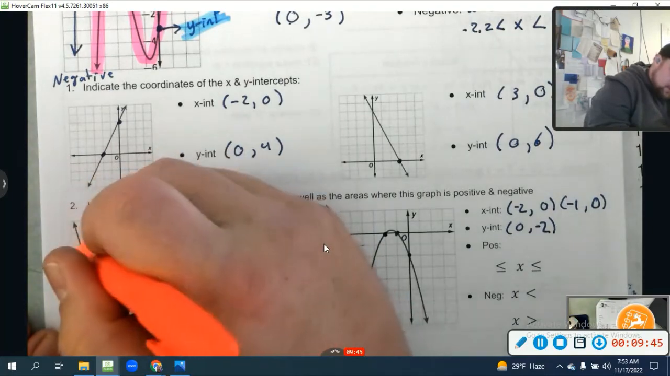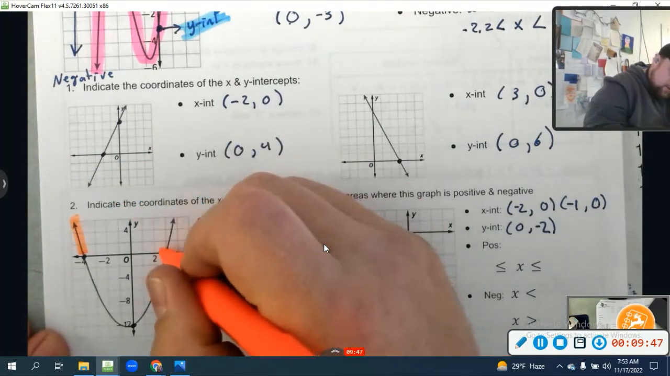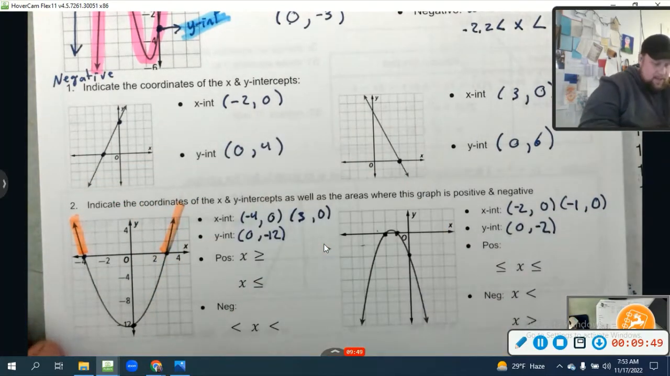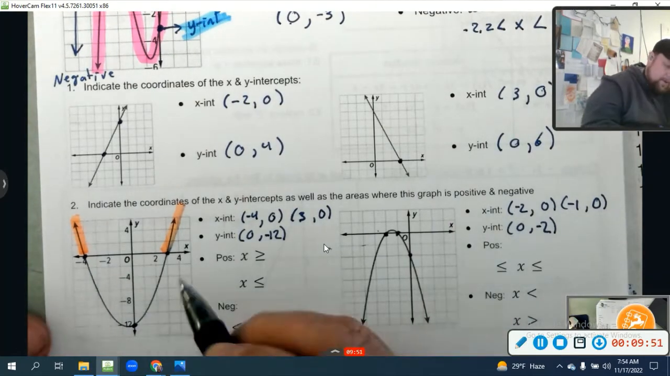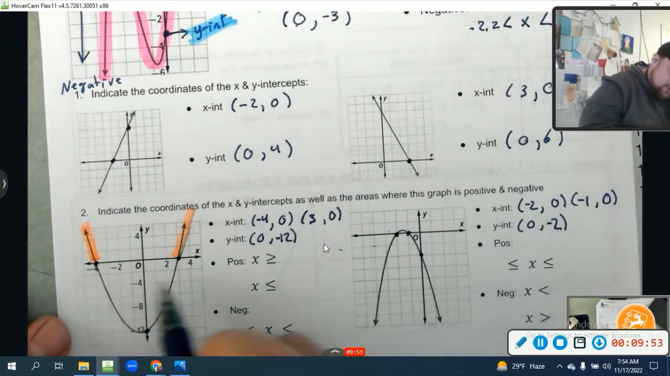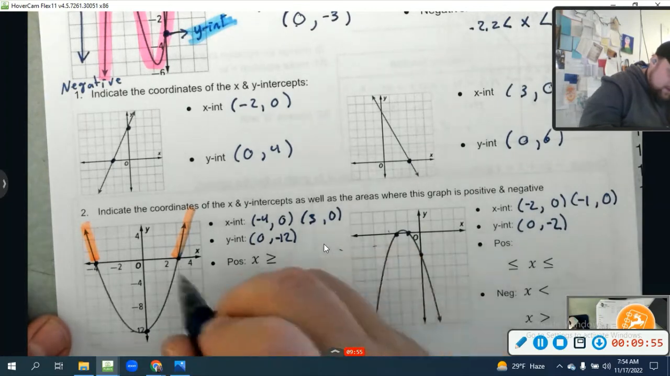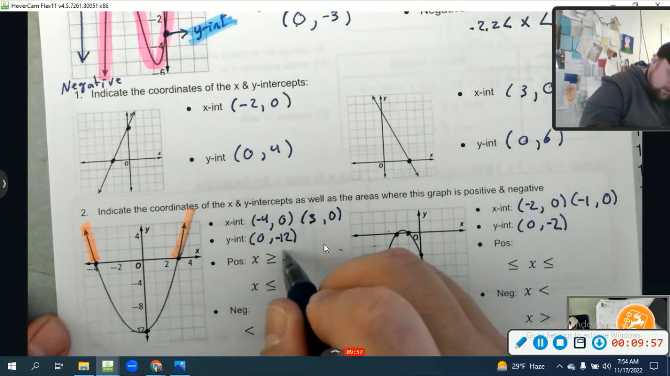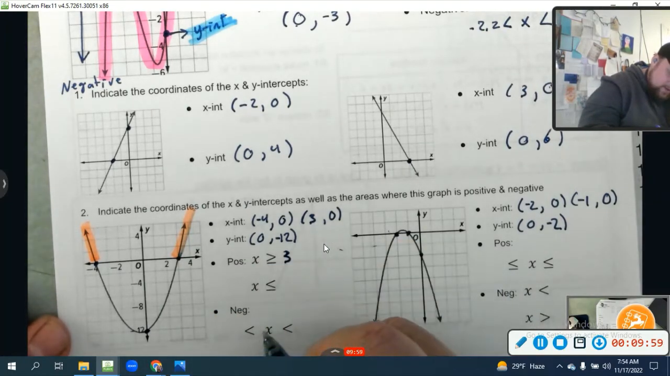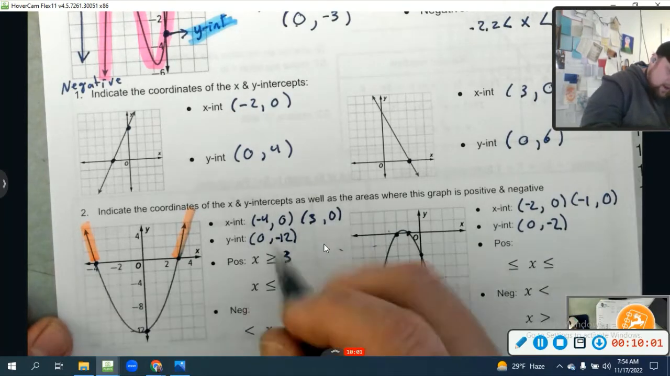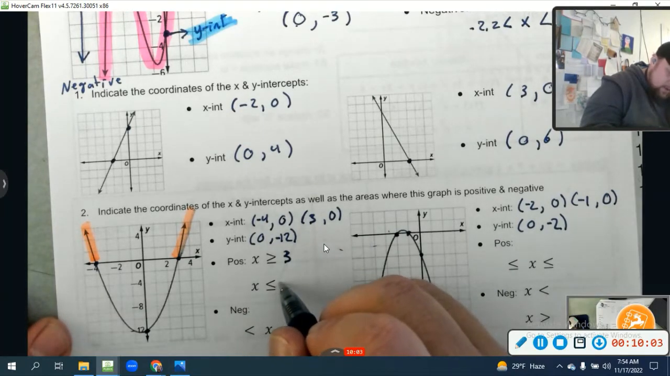Notice, I'm going to highlight in orange like I did above. It's positive when it's above the x-axis. Okay, and where is it above the x-axis? It's positive for x is greater than or equal to 3, that x-intercept. And it's also positive for x is less than or equal to -4.